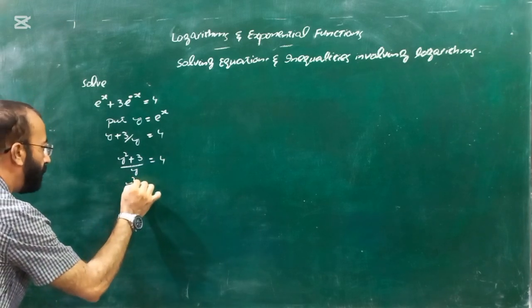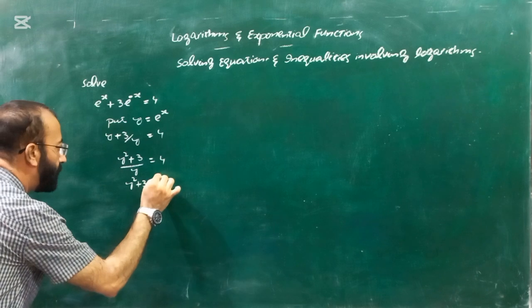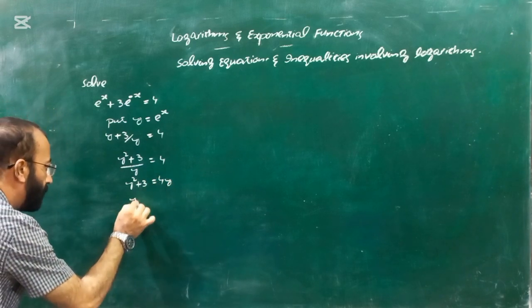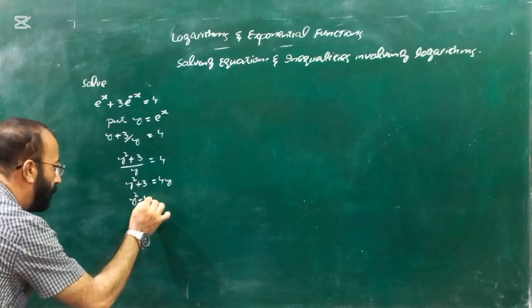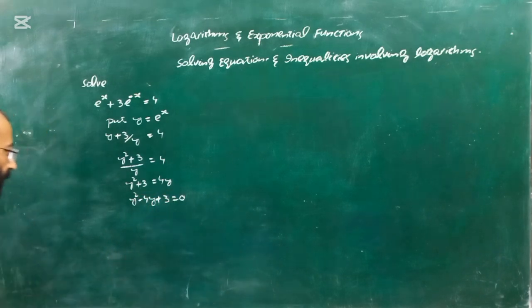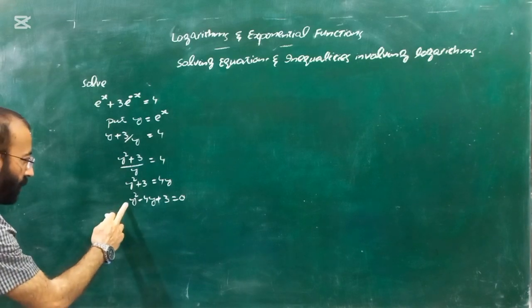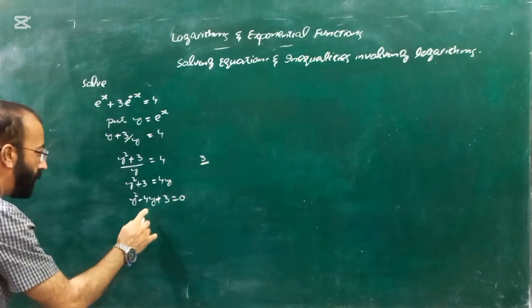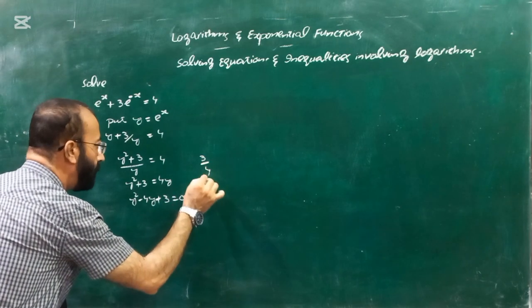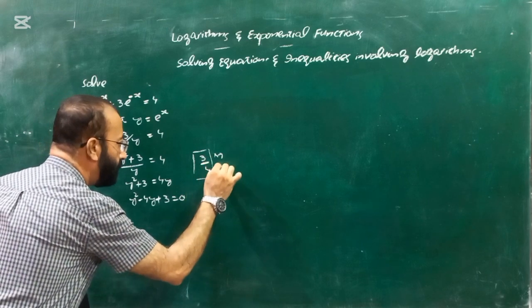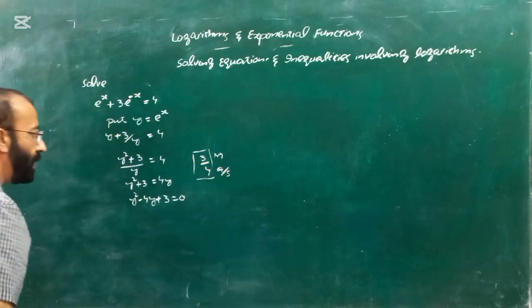So y square plus 3 is equal to 4y. This 4y will come to the left side. So y square minus 4y plus 3 equal to 0. At this step, we will do factorization: multiply the coefficient of the first term with the last one, so 3, and the coefficient of the central term is 4. So think of a pair of numbers whose multiplication equals this one, and addition or subtraction equals this one.